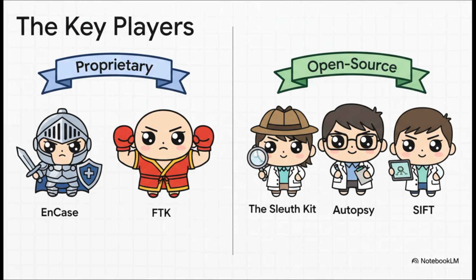So the research we're digging into today put the biggest names in the game to the test. In the proprietary corner, you've got the heavyweights, EnCase and Forensic Toolkit, or FTK. And in the open source corner, you've got the Sleuth Kit and its popular sidekick, Autopsy, along with SIFT, which is a really powerful command line toolkit that a lot of old school investigators just swear by.